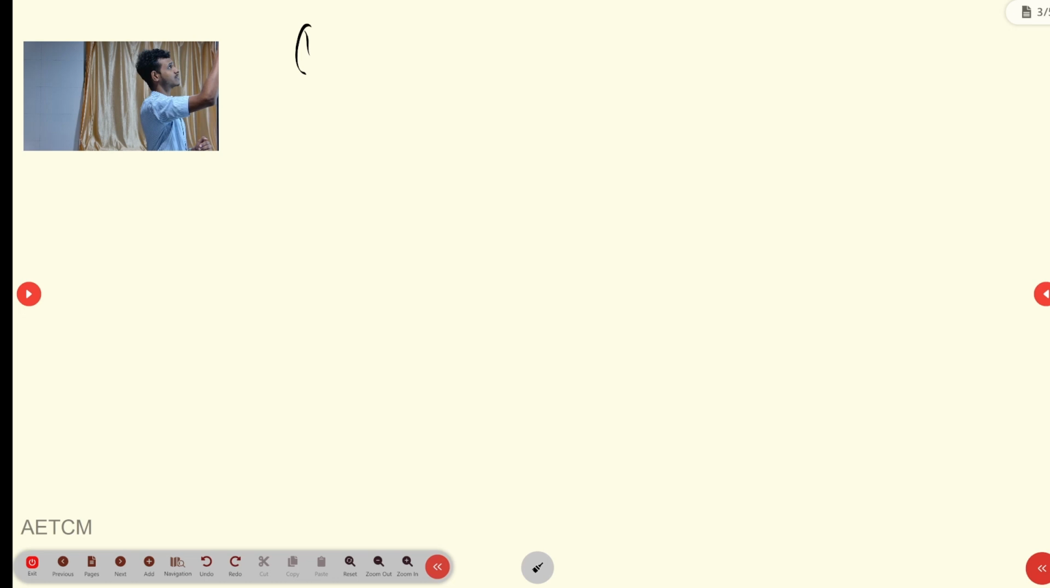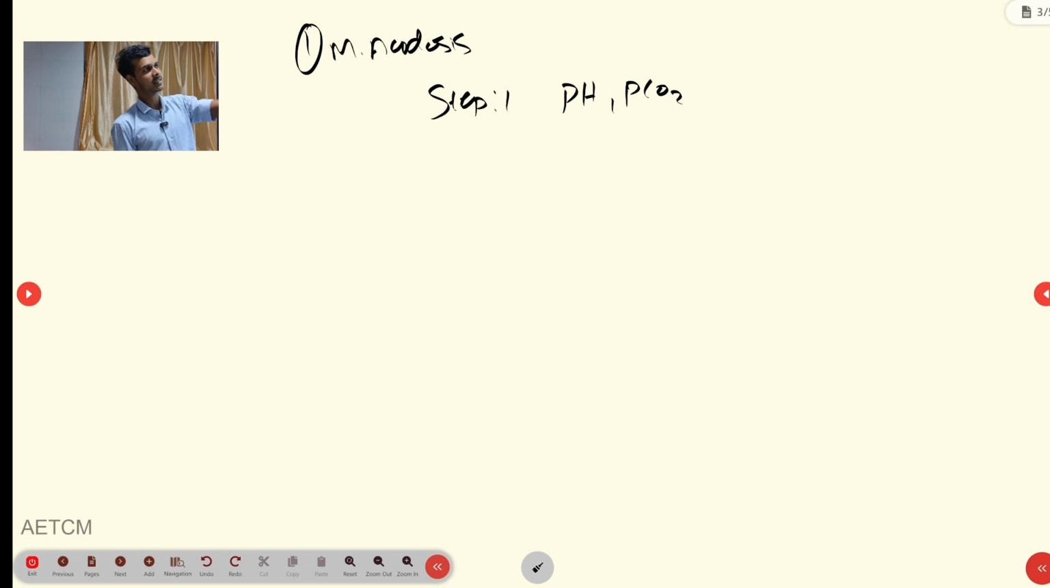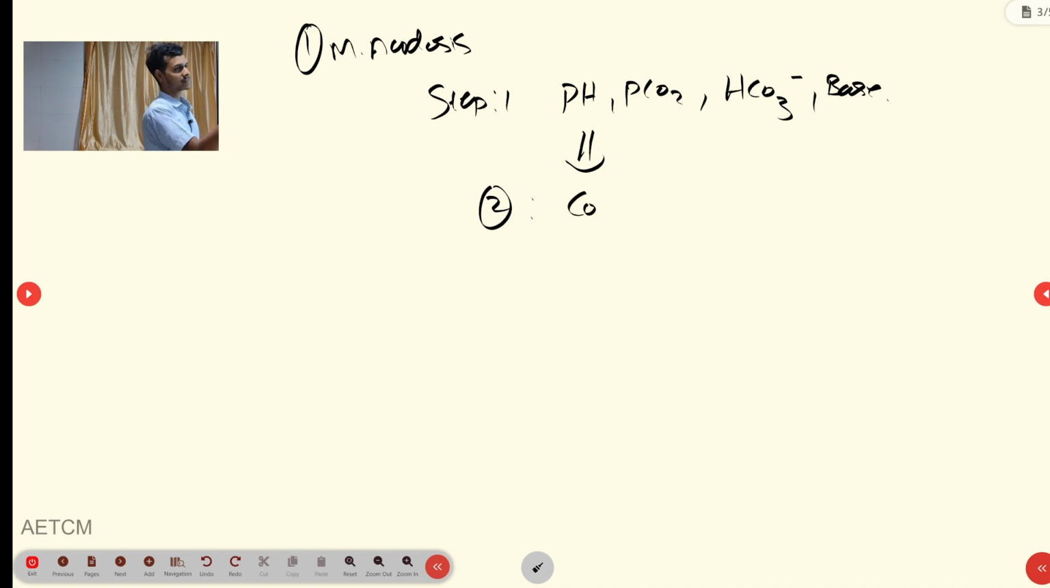In metabolic acidosis, how do we approach the ABG? First I will write the steps and then I will explain each step with the ABG, how we have to carry it out. First thing, in step 1 you have to see the pH and then PCO2. To verify this is a metabolic condition, you can go with the HCO3 and then the base level also you can check. Then step 2, you have to check the compensatory mechanism, whether the body compensated this condition adequately or not.